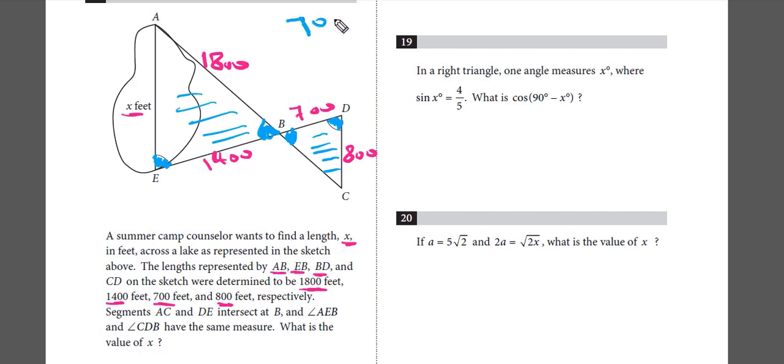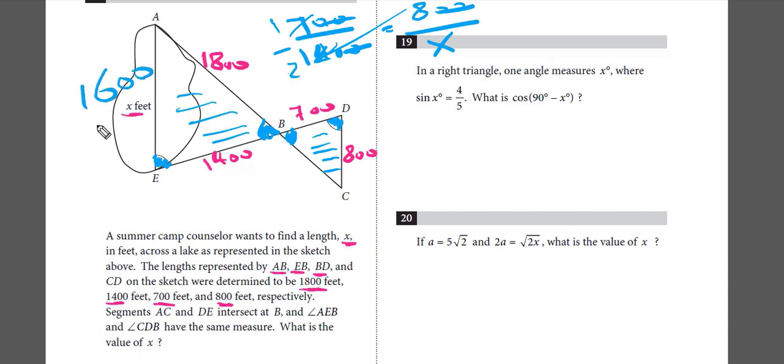Then 700 to 1400 is equal to 800 to x. Then cancel zeros here, 7 divided by 4... it will be 2, 2 times 8 will be 16. Then it will be 1600. Or, if you multiply 700 by 2, you get 1400, and 800 by 2, the scale proportion here is 2.